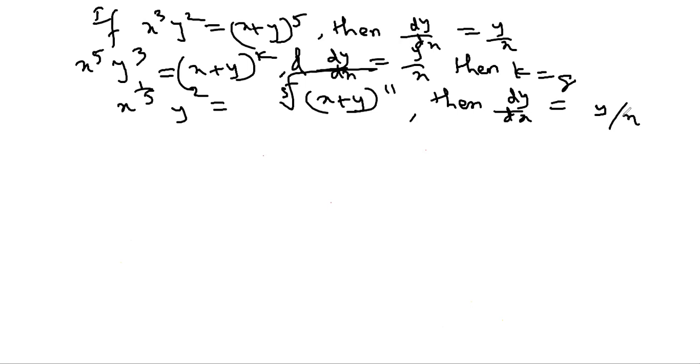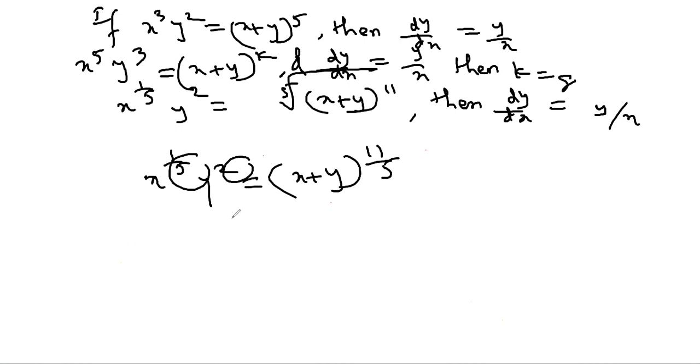Good. Because see here also m is 1 by 5, n is 2, then m plus n is 11 by 5. When you simplify this, we get x raised to 1 by 5 into y square is equal to x plus y raised to 11 by 5. So this is m and this is n. So add 1 by 5 plus 2, this is 11 by 5. It is x raised to m, y raised to n equal to x plus y raised to m plus n. Hence, dy by dx is equal to y by x.